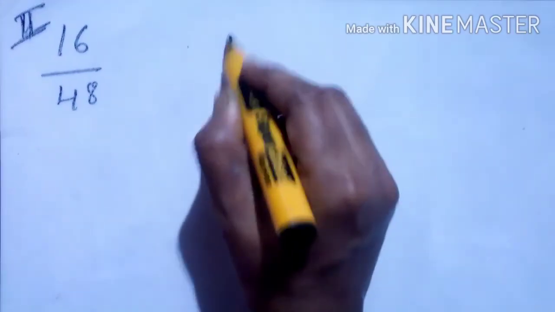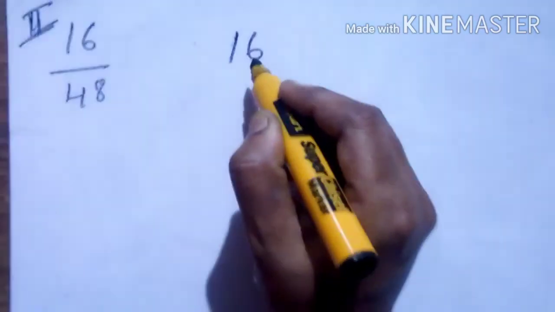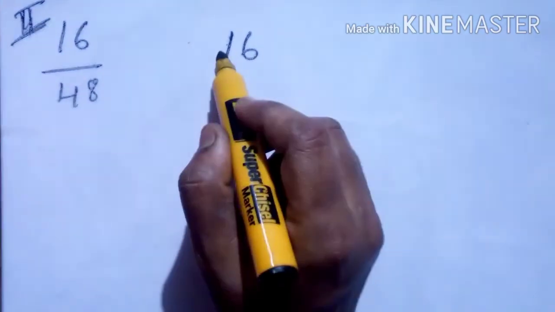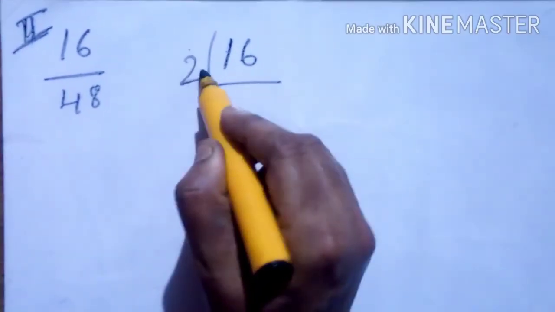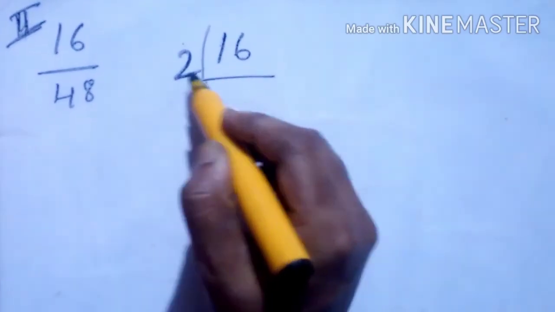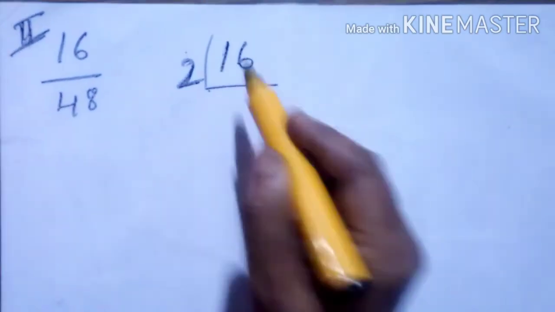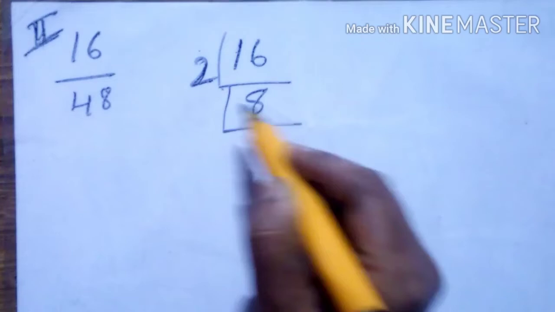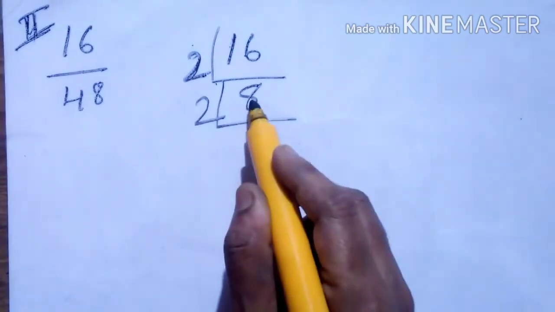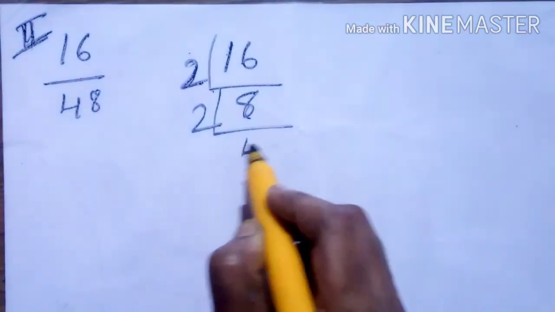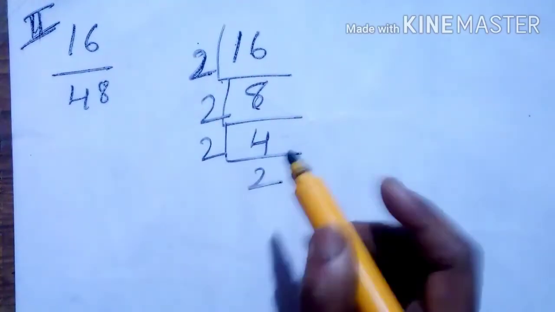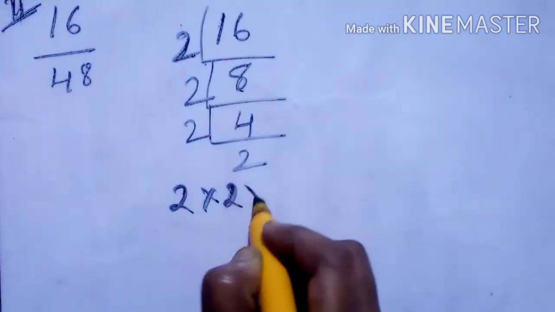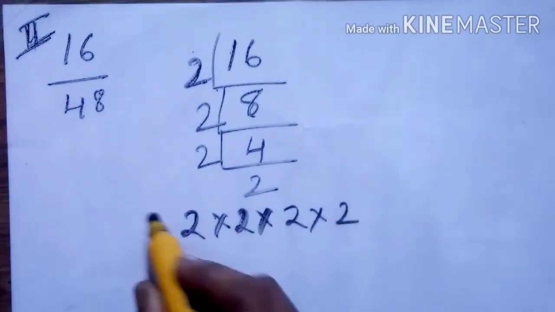So 16. 2 is the common factor. So 2 how many times 16? 2 8 times 16. Then 2 how many times 8? 2 4 times 8. Then again 2 2 times 4. So these are the factors: 2 into 2 into 2 into 2 of 16.